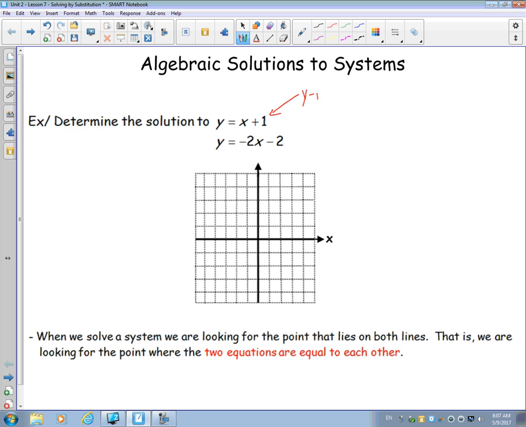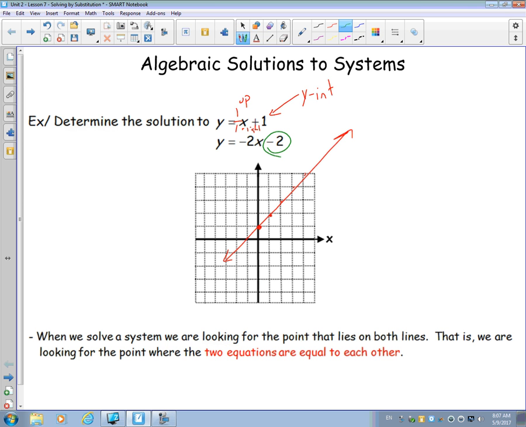There's my y-intercept, positive 1. My slope is up 1, right 1. So I can make a bunch of dots. Draw it straight. And do the same thing for the next one.